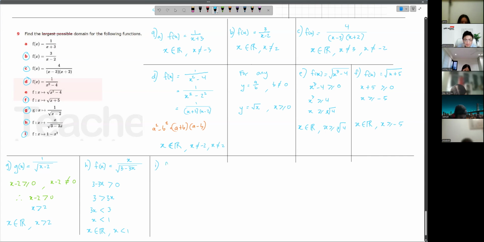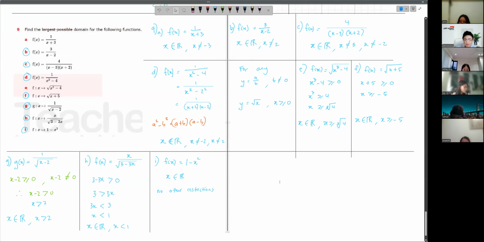I: f(x) equals 1 minus x squared. Then what are the restrictions for this? So this one, your x is just any real number. There are no other restrictions. It's based on question 9: the bottom of a fraction cannot be 0, and what is inside a root must be bigger than or equal to 0, or positive.